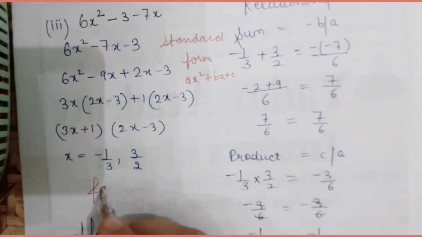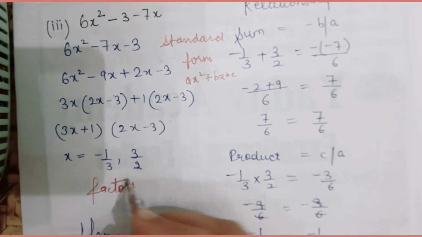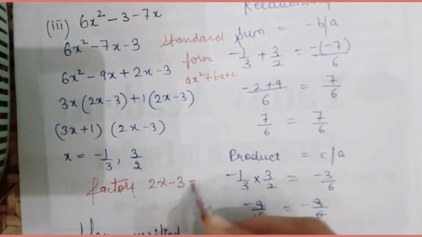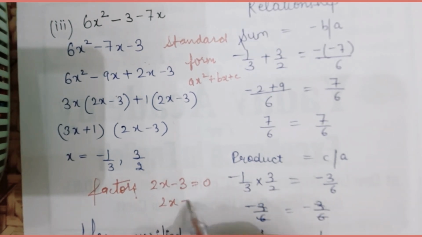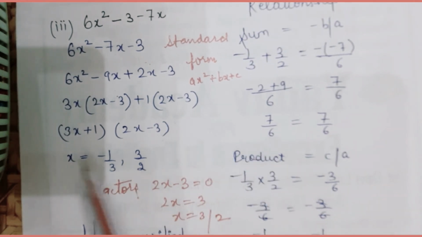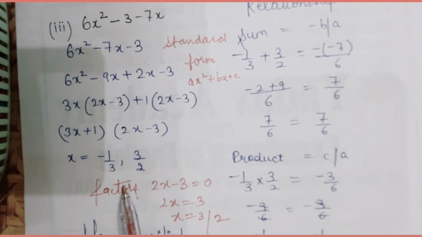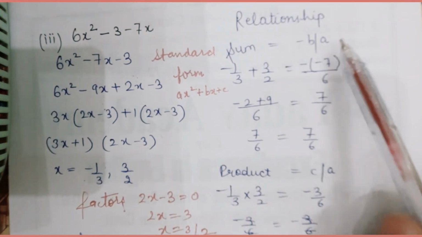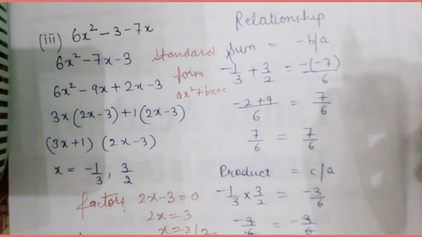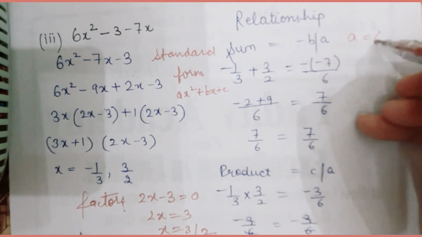The same factors: 2x minus 3 equals 0. From there, 2x equals 3 and x equals 3 by 2. And similarly, 3x plus 1 equals 0 gives x equals minus 1 by 3. Now we will check the relationship. Sum equals minus b by a. From that you can write a equals 6.